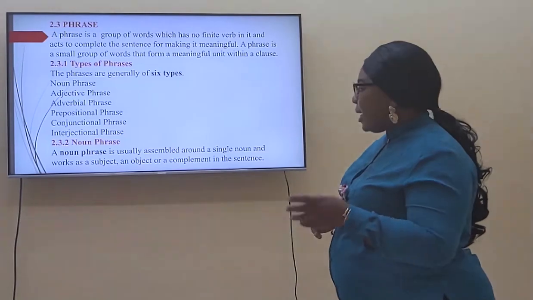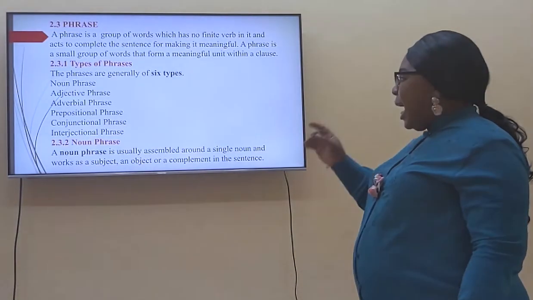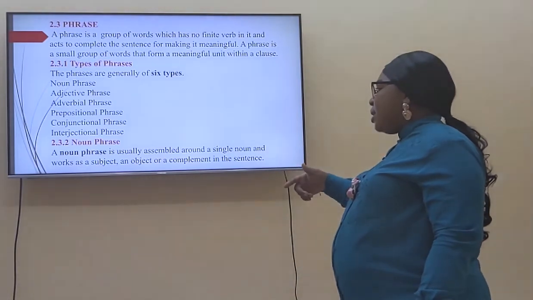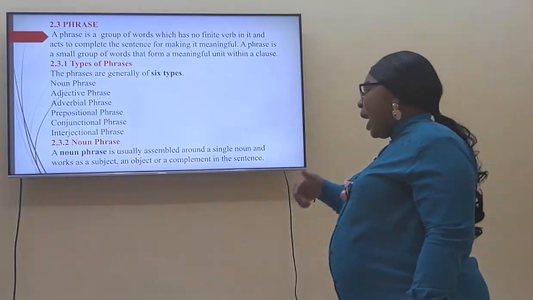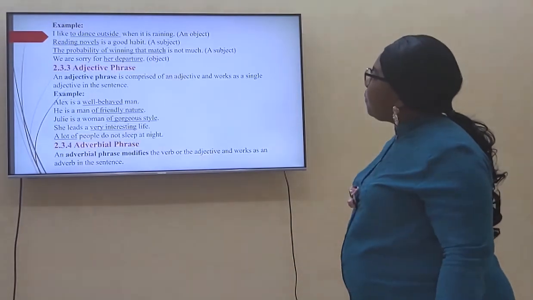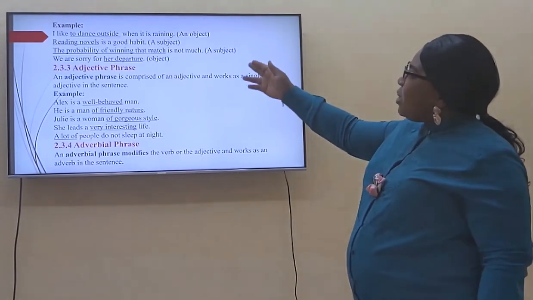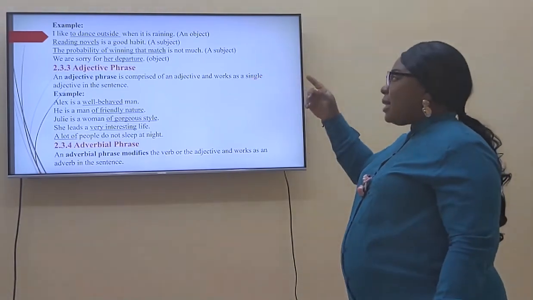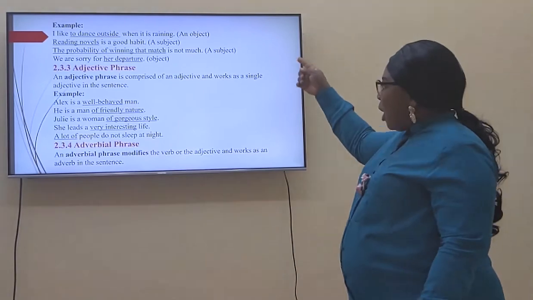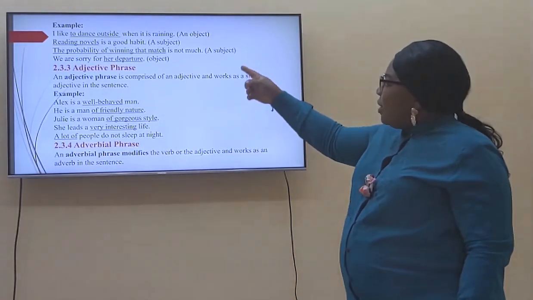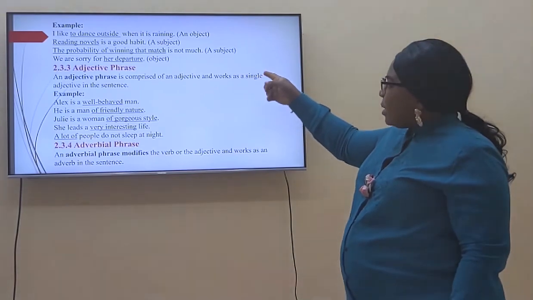The first one, we'll take the one after the other, the noun phrase. A noun phrase is usually assembled around a single noun and works as a subject, an object, or a complement in a sentence. Let's see some examples. I like to dance outside when it is raining. The object here is what? To dance outside, right? Reading novels is a good habit.